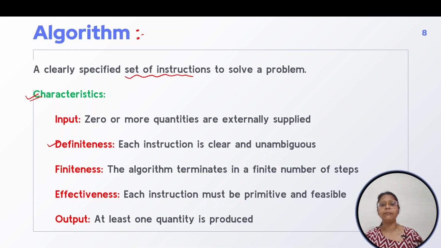Finiteness should be there: you have to write a finite number of steps. After a finite number of steps, your algorithm should terminate. It should not go into an infinite loop. Fourth is effectiveness: your instructions should be primitive and feasible. Each instruction should contribute something to your algorithm, and should not be repeated. Last is output. If you are writing a problem solution, you should come out with an output, because if you are not getting any output, there is no point in writing an algorithm. So these are the major 5 characteristics to keep in mind while writing any algorithm to a problem.